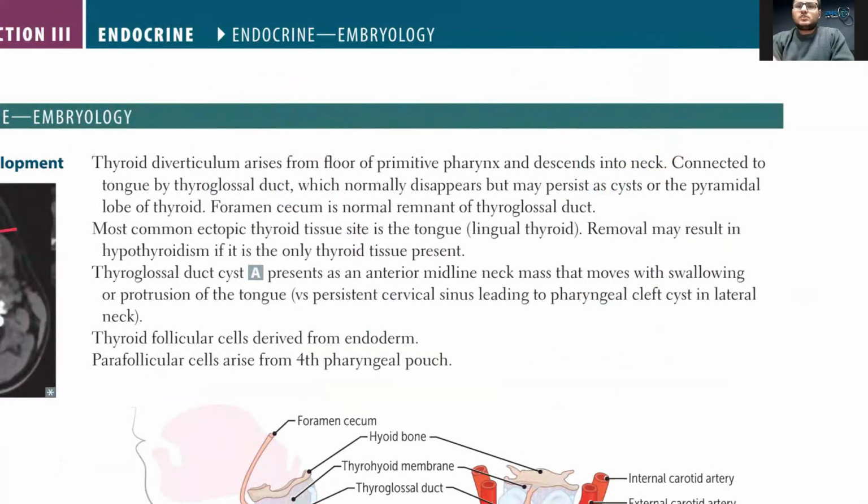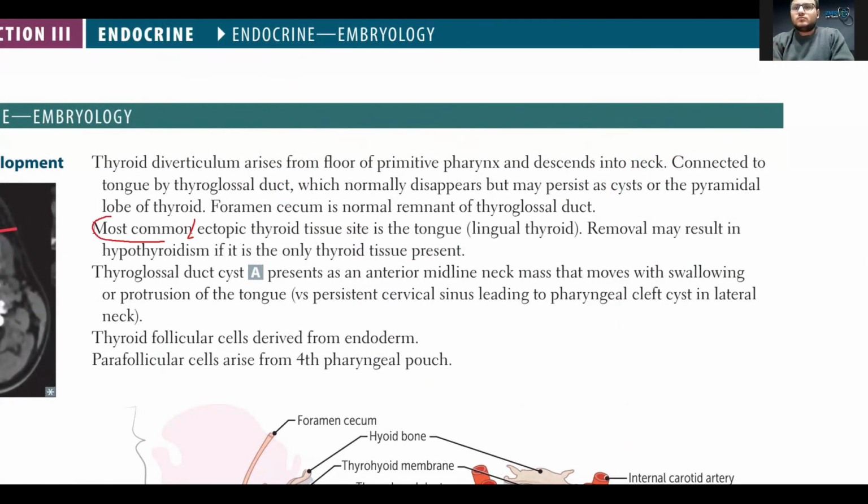Next, we will discuss ectopic thyroid tissue. Ectopic thyroid tissue is any thyroid tissue that is outside of the normal place. The most common important question they ask is which site is most common for ectopic thyroid, and that is lingual thyroid. Very important, its removal may lead to hypothyroidism, as it may be the only thyroid.